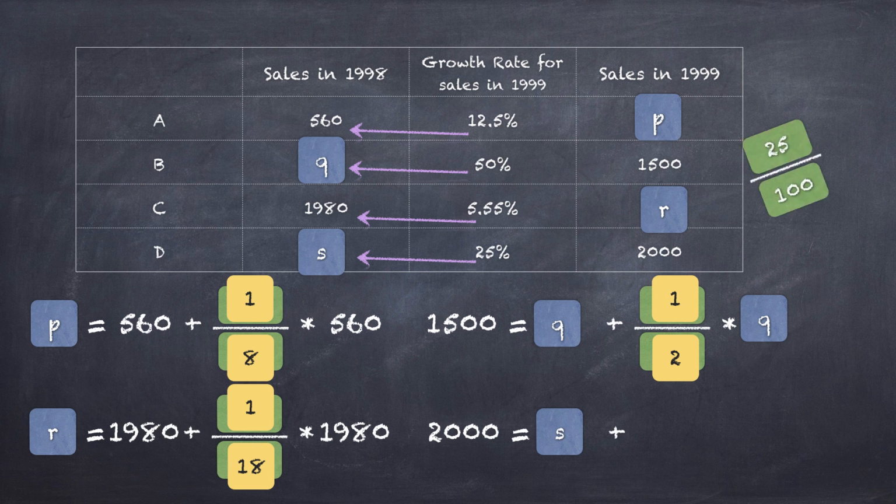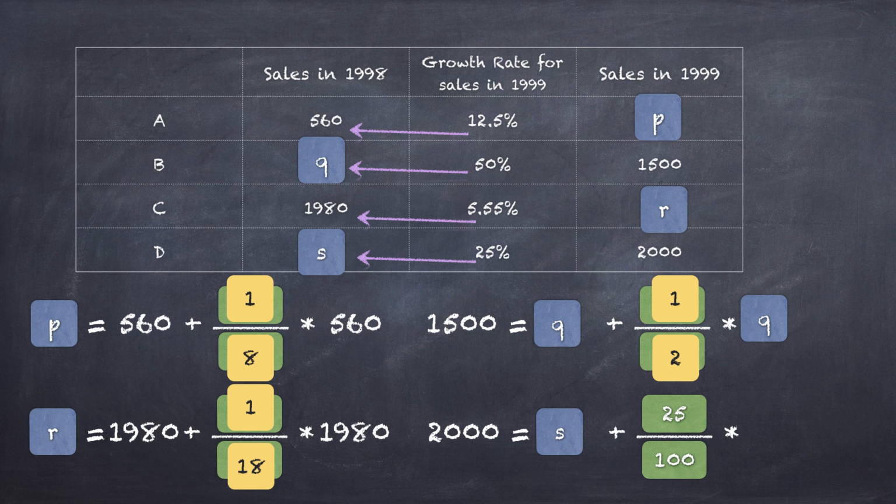So replacing the percentage with the fraction might make your calculations a little bit faster. Lastly, once again, this 2000 is equal to S plus 25 by 100 of S, because S was increased by 25% and then you get 2000. So this is the equation. I'll leave the solving of the equations to you, so you can figure out the values of P, Q, R and S.